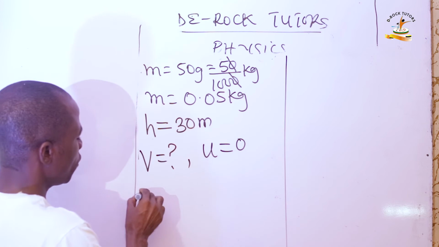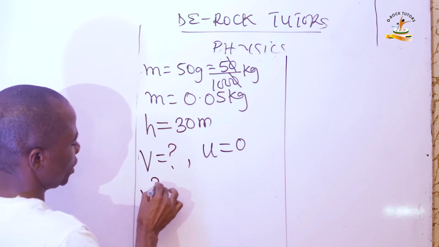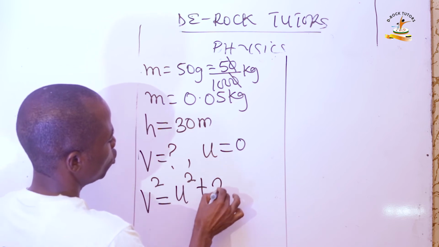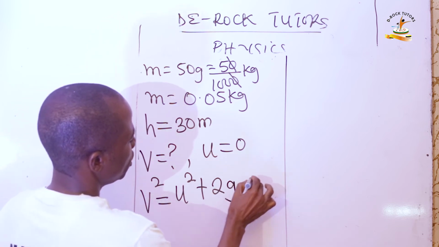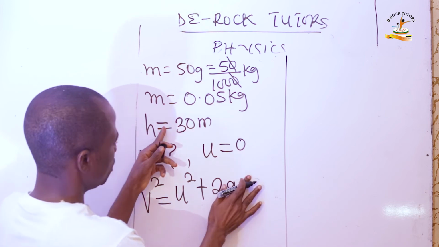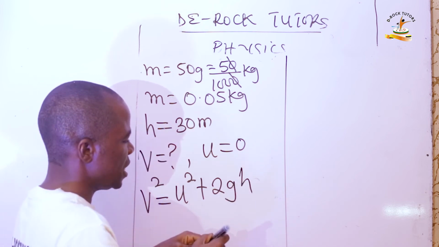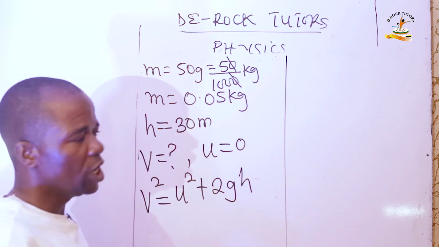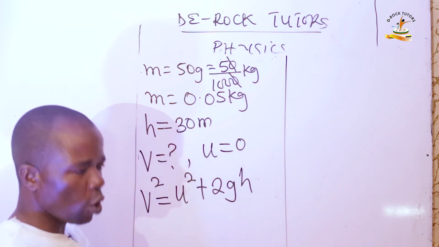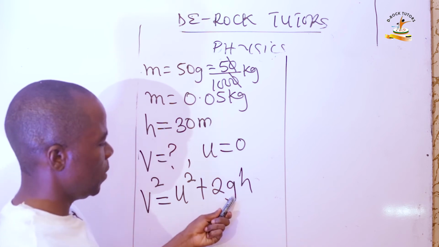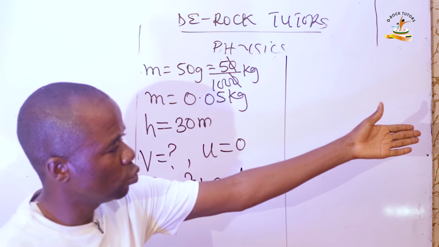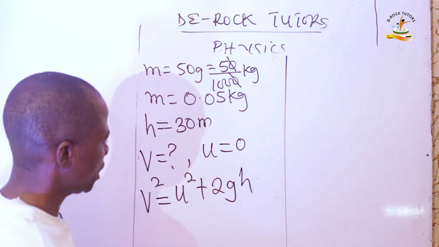So we make use of our famous formula, V squared is equal to U squared plus 2GS. Or we can say 2GH since we've used H here. Remember, the S and H can be used interchangeably. Remember, when an object is released, it falls under gravity. That is why we are making use of acceleration due to gravity, and we'll be asked to take it to be 10 meters per second squared.